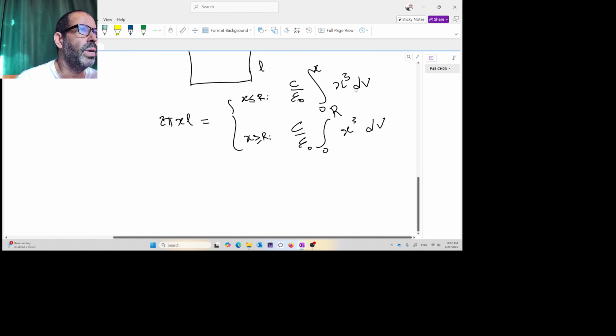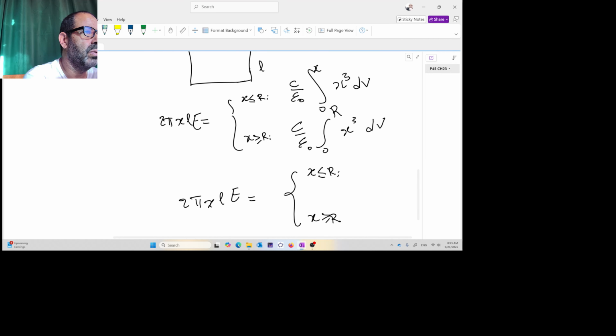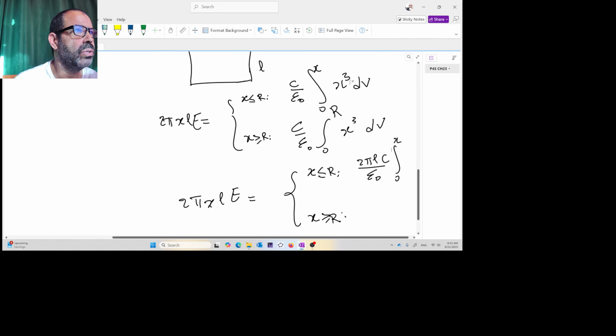So now, if we're careful enough and substitute the value of dV, on one side we have 2 pi x L times E, of course, that's the flux. The whole point is to find E. For x less than or equal to r, and for x greater than or equal to r, it is equal to 2 pi L times c over epsilon naught. The integral from 0 to x, I have x cubed. Why is it x cubed? It's an x squared, I'm sorry.